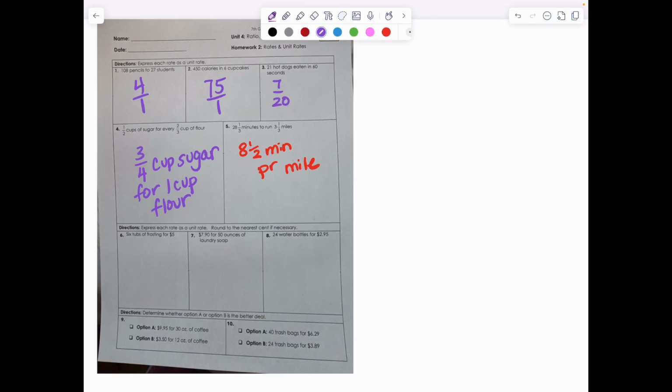So now we want to express each rate as a unit rate, rounded to the nearest cent. Remember, your cent is your hundredths place, so we'll round to 2 places. You'll look at the thousandths place to determine how to round each one. Number 6, you have 6 tubs of frosting for $5.